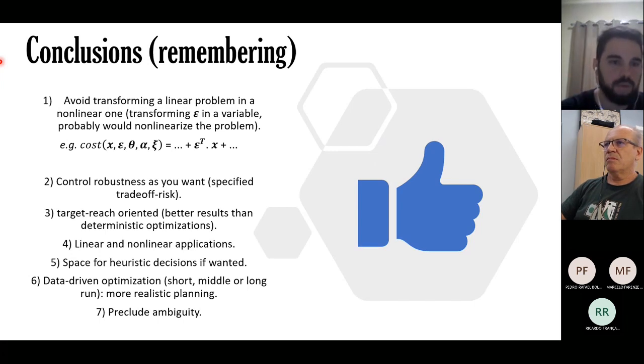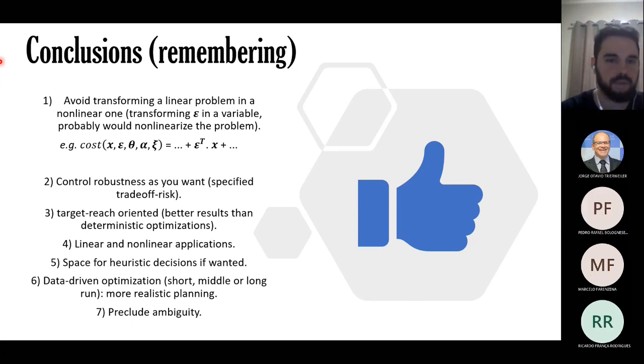So, conclusions to remember the importance of this work. First, we avoid transforming a linear problem into a nonlinear one, okay? The second is that we control robustness as you want. You specify your trade-off risk. It is target-risk oriented, with better results than deterministic optimizations. You can apply it to linear and nonlinear applications, but again, it must be convex. You have some space for risk decisions if wanted. It is a data-driven optimization. You can use it for short, middle, or long run. And it will, of course, give you more realistic planning. And 7, it precludes ambiguity. And that's it. Thank you.